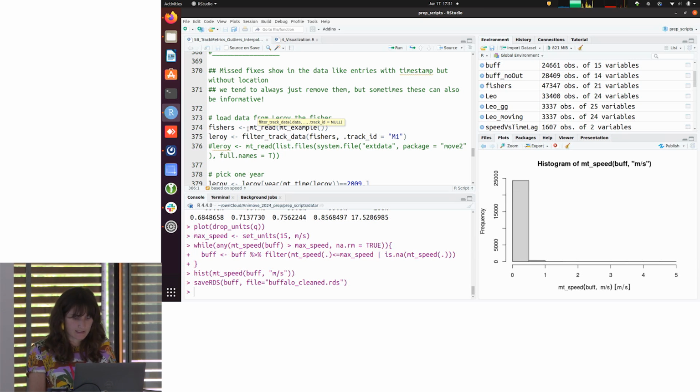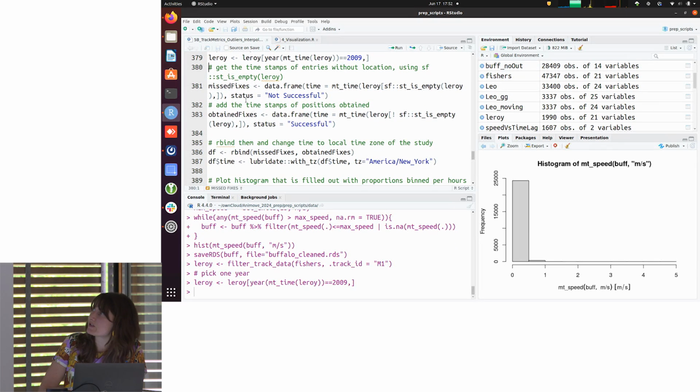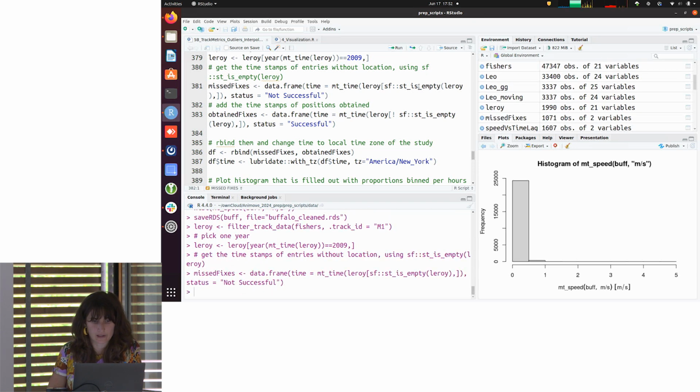So we're going to use the fishers as examples. We are going to take one of them, one ID, Leroy, and we are just going to pick 1 year of data in 2009. And then to find out what the missed fixes are, if you have empty locations, it's quite easy because you just use st_is_empty. It's a function from the sf package, and it's going to just take those observations that have empty geometry. So I isolate those, and I call them not successful fixes. And then I take all those that are the opposite, so non-empty, and I call that successful fixes.